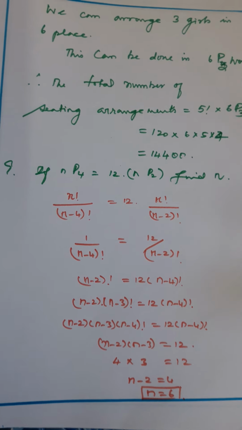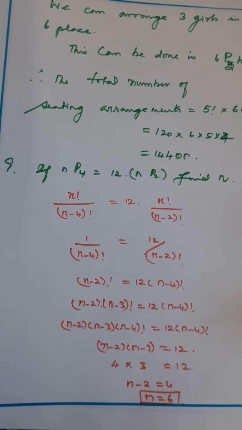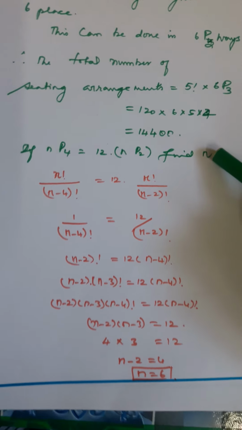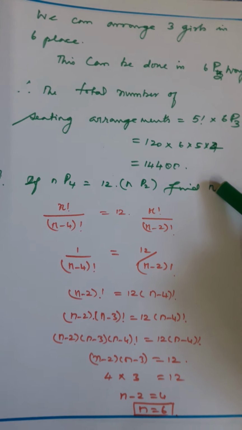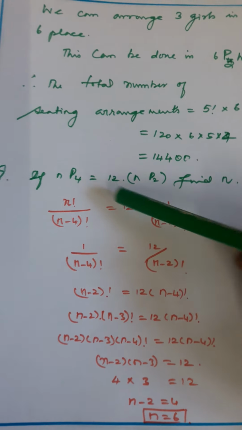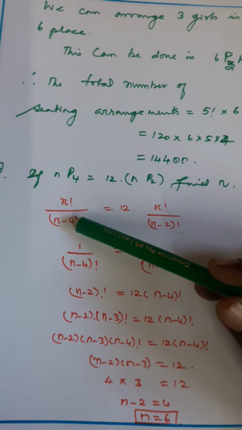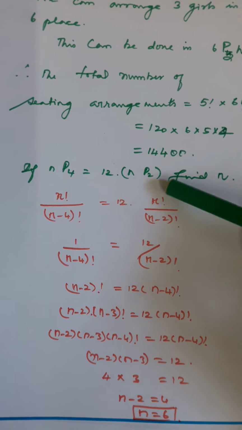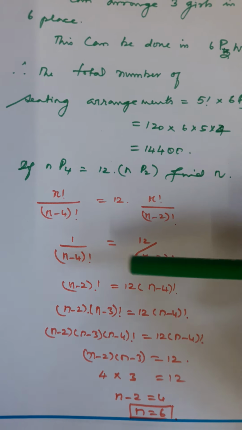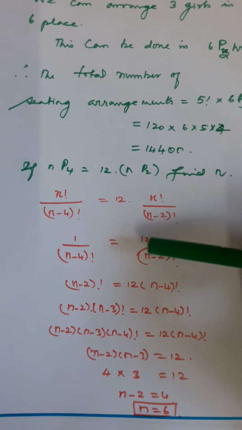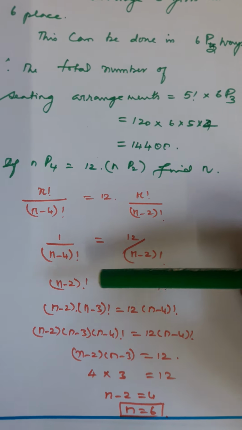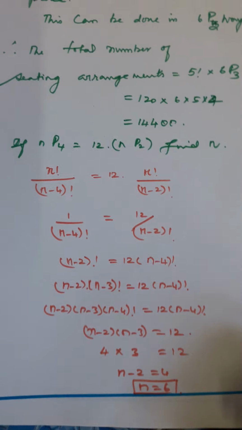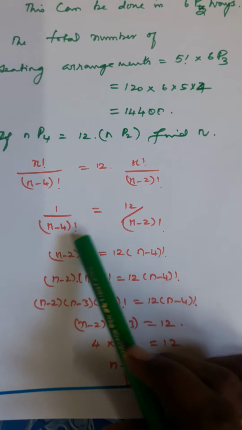Now the last one: if nP4 equal to 12 times nP2, find the value of n. So here you should know the formula for nPr. Your nPr is nothing but n factorial by n minus r factorial. So I am applying the formula. We can cancel the n factorial and n factorial. After that, just cross multiplication, it will be n minus 2 factorial equal to 12 times n minus 4 factorial. So we can reduce n minus 2 factorial.